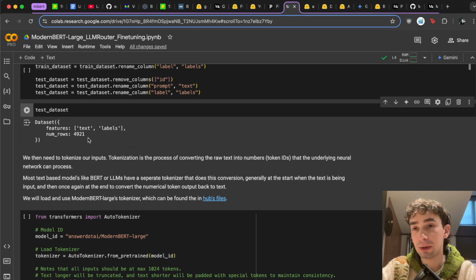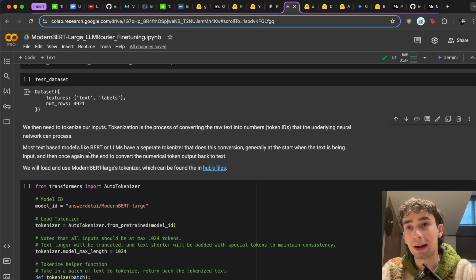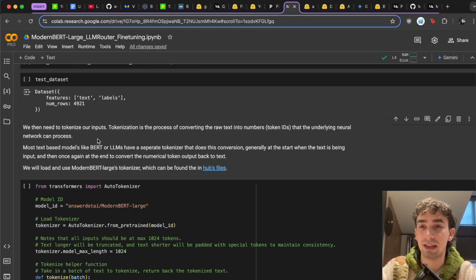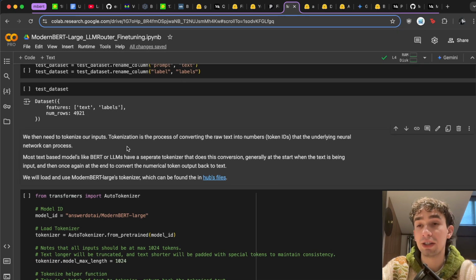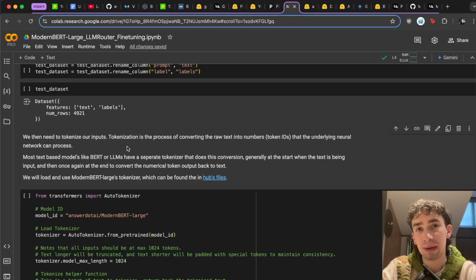But actually, we're not going to be working with the text directly. We're going to do a little bit more pre-processing and convert the text into token IDs. Tokens are, of course, going to be the underlying ways that things like BERT or language models actually process text, and it's essentially a numerical representation of a piece of text, usually a little bit more than a word.